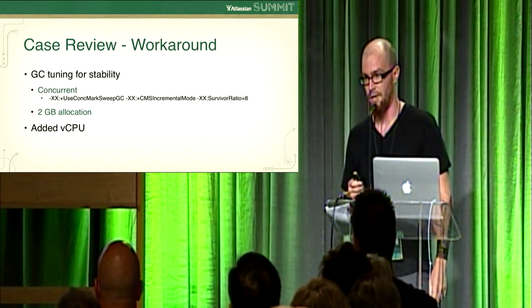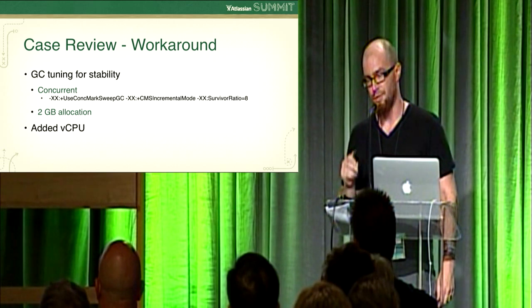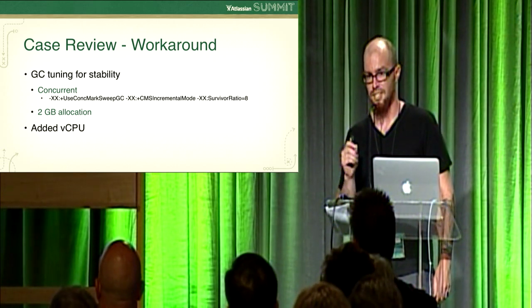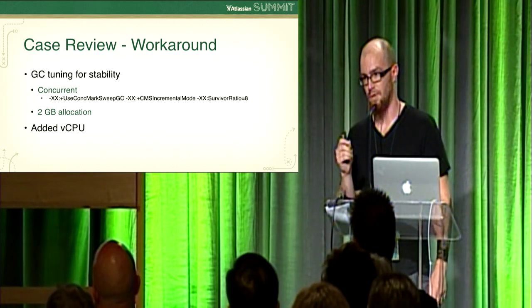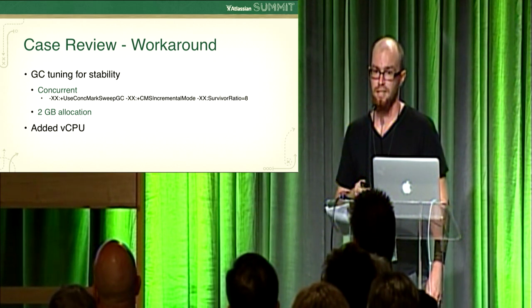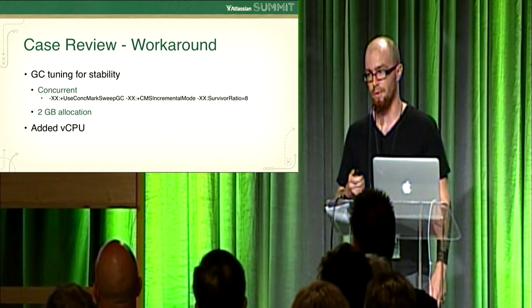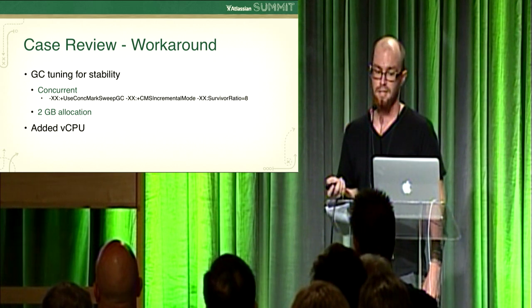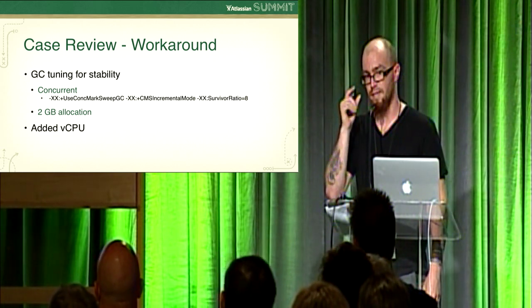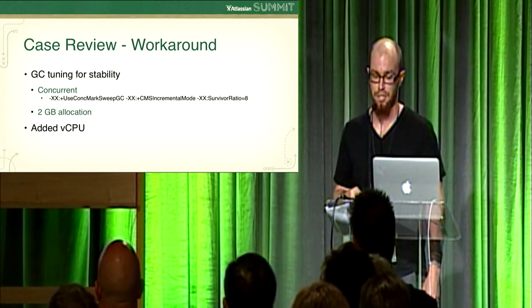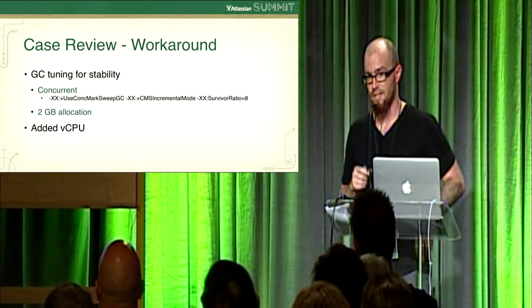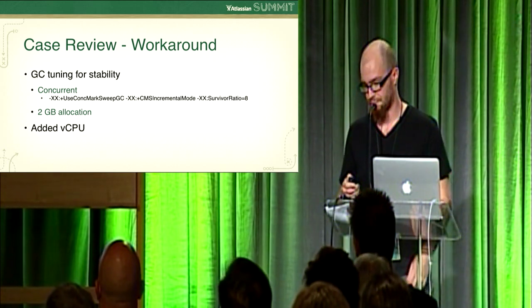So we get a workaround going. Basically just tuning GC such that it stays stable. The catch is that it performs slower. So while this is going on, JIRA is actually going slow, but at least it's up and running for use. Added some more memory and added another CPU to assist with garbage collection. So this actually let us stabilize the instance while we look further.